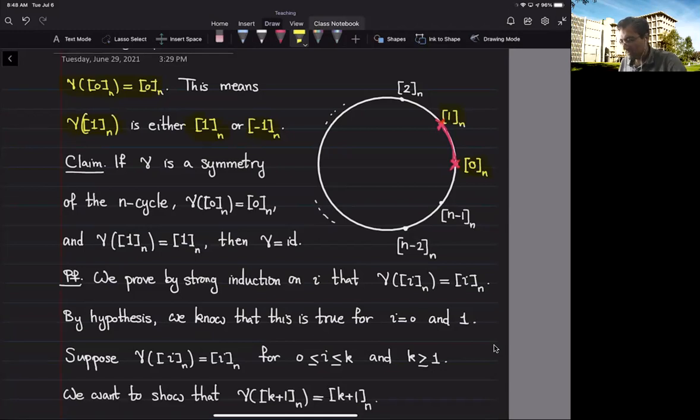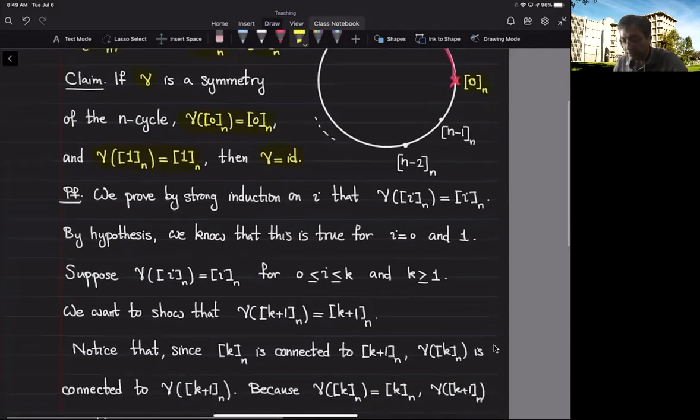If you think about it, if I give you a ring and I fix 2 points, then it's quite rigid. I cannot move the rest at all. That's exactly what we want to show, this type of rigidity. If we fix 2 of them, then the rest are going to be fixed. That means gamma is going to be the identity. So that's our next claim, this type of rigidity: if gamma is a symmetry of the n cycle and it fixes 0 and 1, 2 consecutive points, then gamma is the identity.